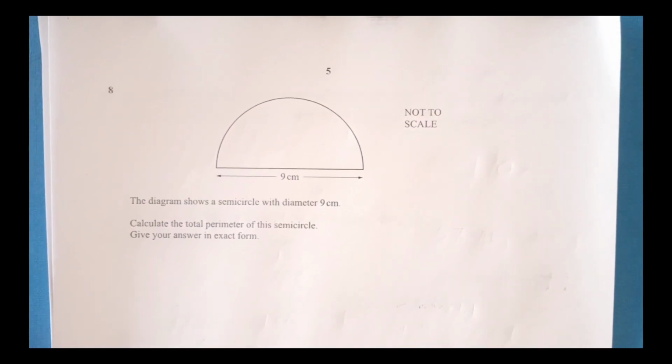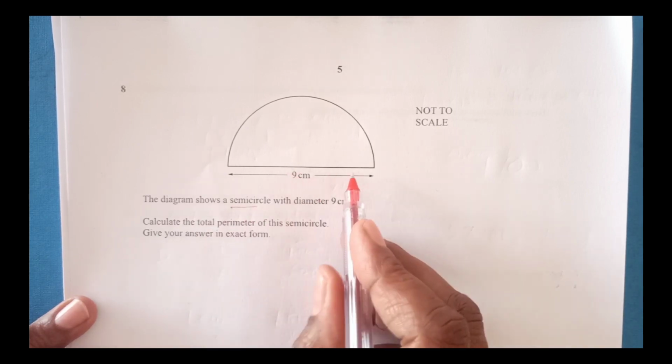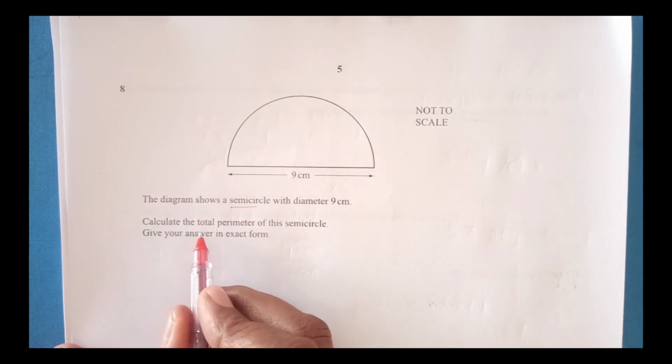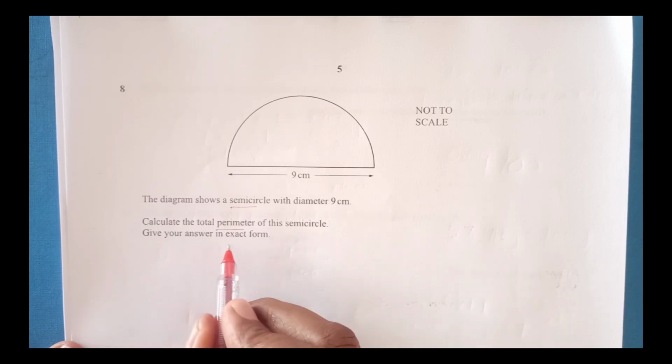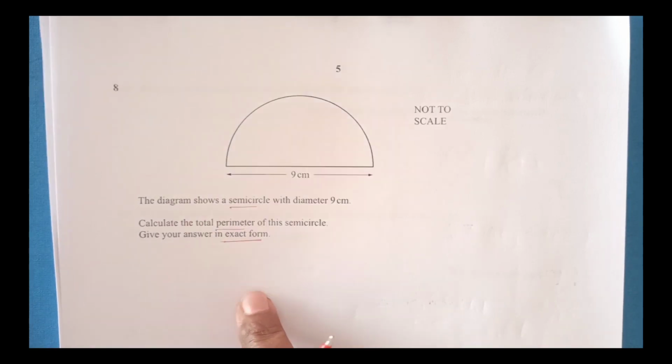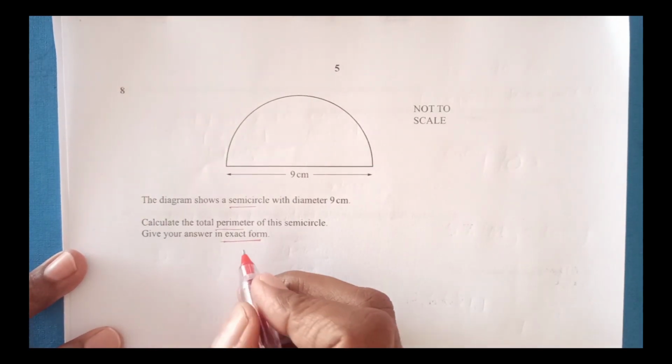Now let's move to the next question. We have a semicircle here. The diagram shows a semicircle with diameter 9 centimeters. Calculate the total perimeter of this shape. Give your answer in exact form. Exact form means whatever you get, you are just going to write down as it is, no calculations.